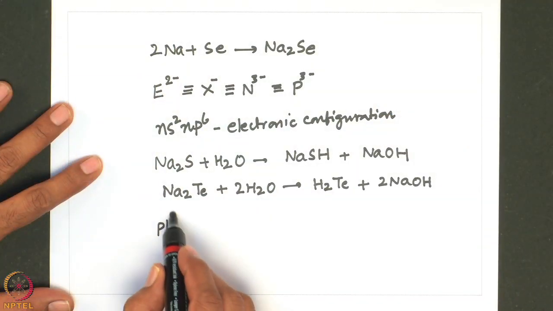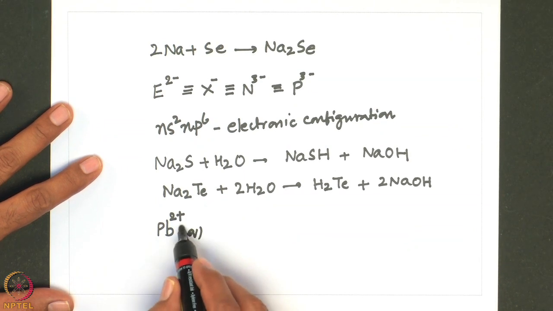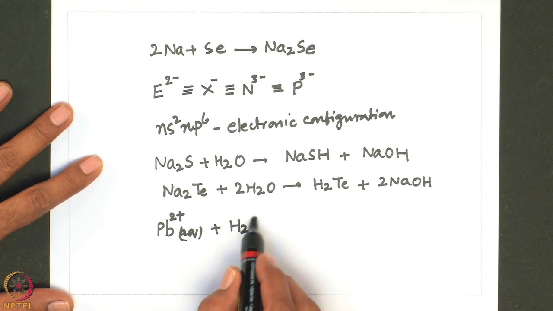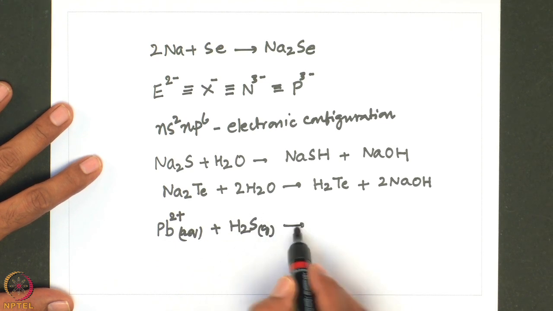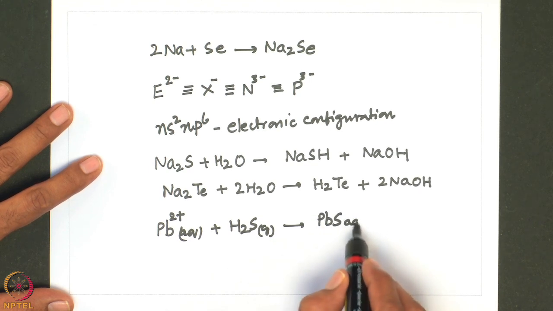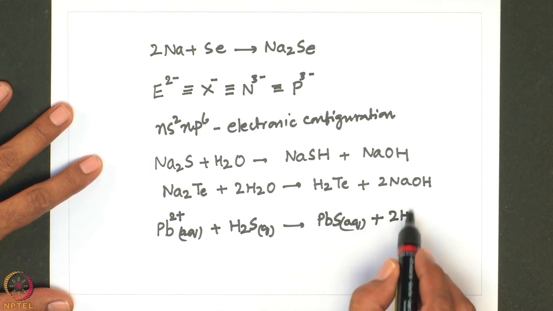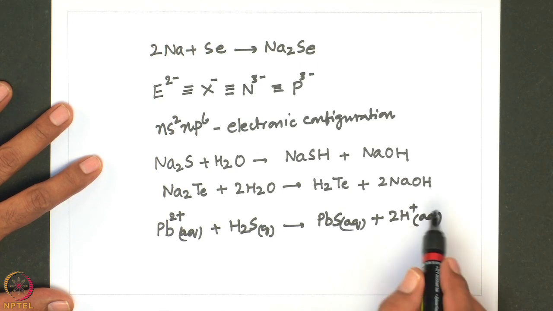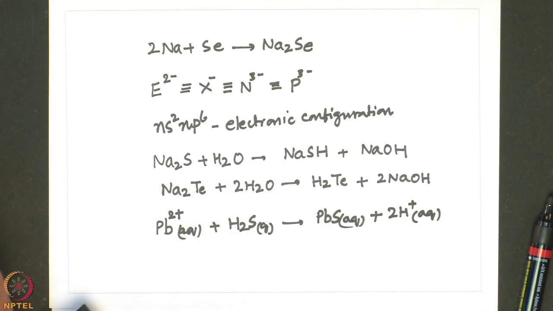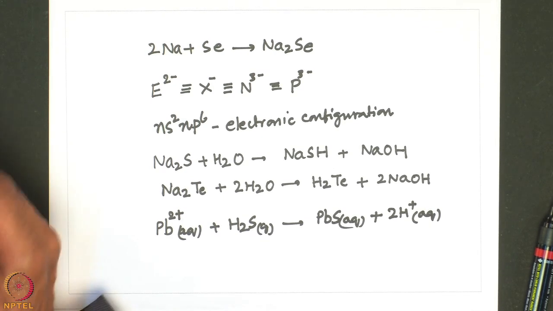Sulfides and selenides of soft polarizable heavy metals such as cadmium, lead, mercury often occur naturally, are moisture stable and precipitate readily when H2S or H2Se is passed through an aqueous metal ion solution. For example, Pb2+ in aqueous medium, when it is treated with hydrogen sulfide, it forms PbS plus 2H+. Solid state chemistry of metal oxides, sulfides and selenides is quite extensive, and any discussion on these compounds is beyond the scope of this course.